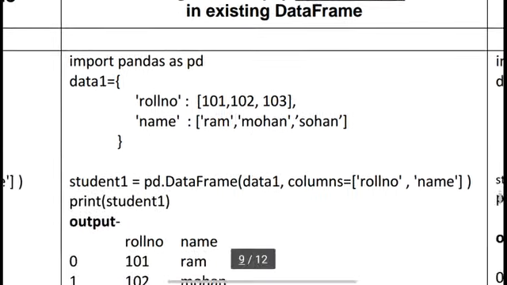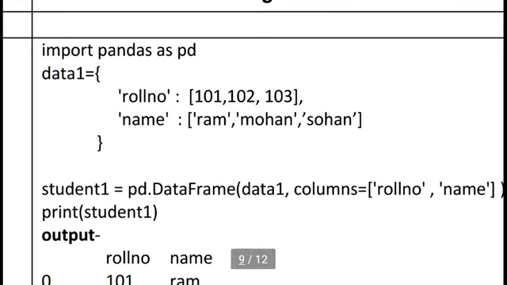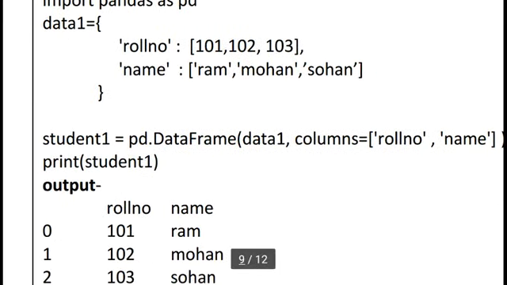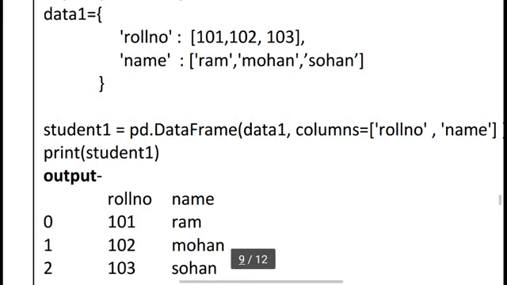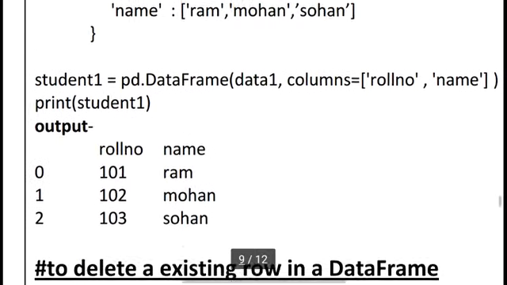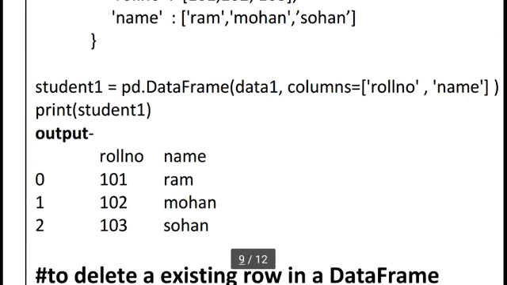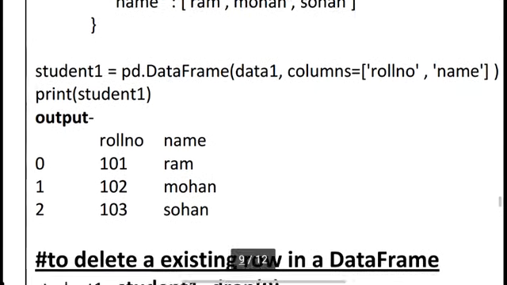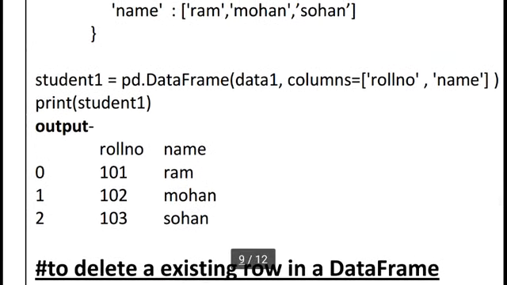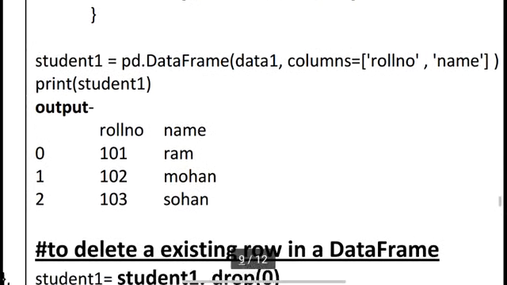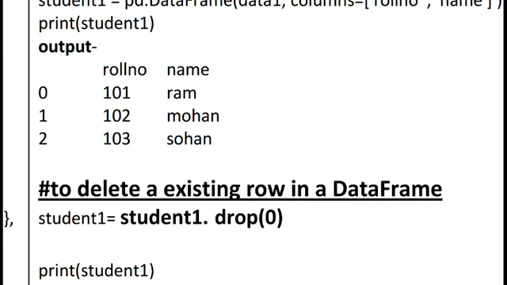Okay, here I am taking the same example. Import pandas as pd, and roll number and name are given, and this data is converted into a data frame, which we already know, and display this table. The main purpose is, suppose I want to delete 0, 101, Ram, this row. The index value of this row is 0. So here I am writing student1, because the final change will reflect into student1. So I am using student1 is equal to student1.drop(0).